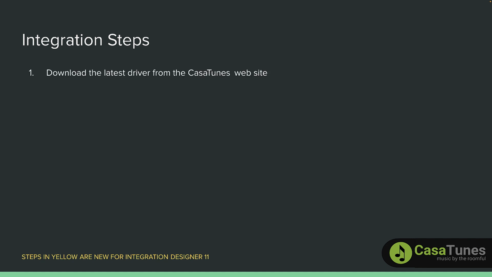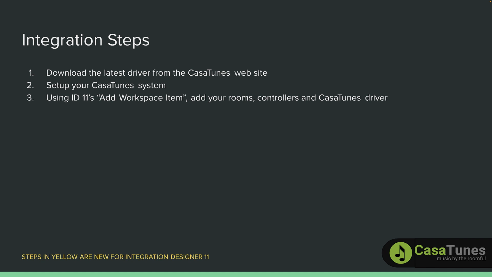We start off by downloading the latest driver from the CasaTunes website. We then make sure that you have set up your CasaTunes system. This video is not going to go through the downloading or the setting up of your CasaTunes system. We just assume that you've done those two steps at this point. But then what we are going to show you is how we're going to use Integration Designer 11 using the Add Workspace item to add our rooms, add our controllers, and add the CasaTunes driver. We're then going to show you how we configure the CasaTunes driver properties.